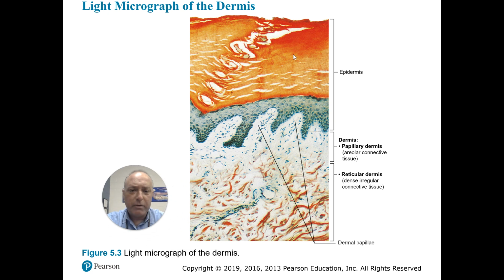So here's the epidermis with your 4 or 5 layers. Here's your dermis. We've got, this is your basal layer of your epidermis. Your dermis, we've got our papillary dense region, which is areolar connective tissue. So there's a lot of air in here. And then below that, the reticular dermis, which is dense irregular connective tissue, right in here.